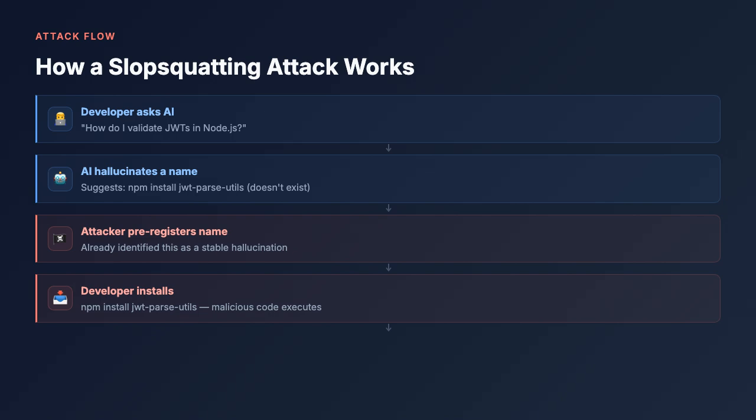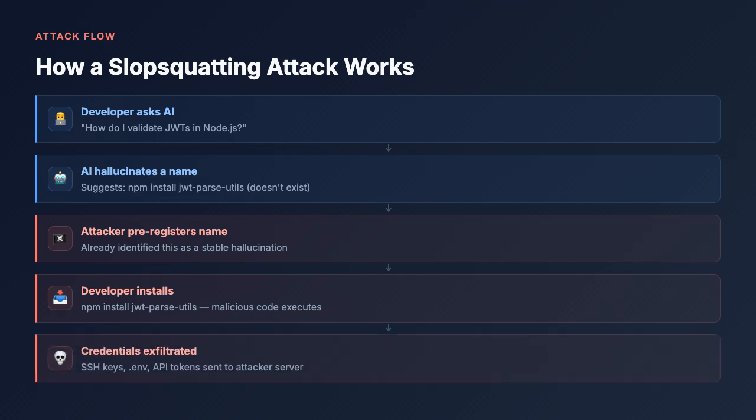The developer trusts the suggestion and runs npm install. The malicious post-install script executes automatically. SSH keys, environment variables, and API tokens are exfiltrated to the attacker's server. All of this happens before the developer has reviewed a single line of the package's code.